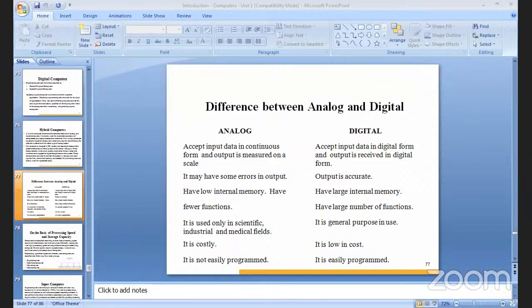Sometimes analog data has errors, and the same erroneous result is given to the outside as well. But with digital, whatever data we supply should be accurate, and the result will also be accurate. In case you give any erroneous data, there is a chance to rectify it and give the correct data.